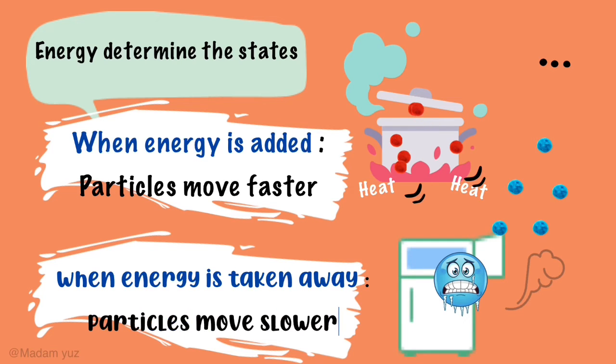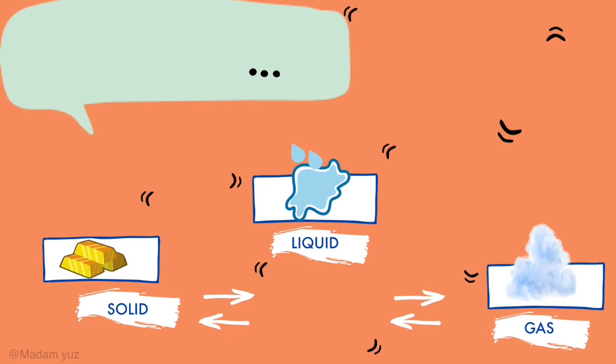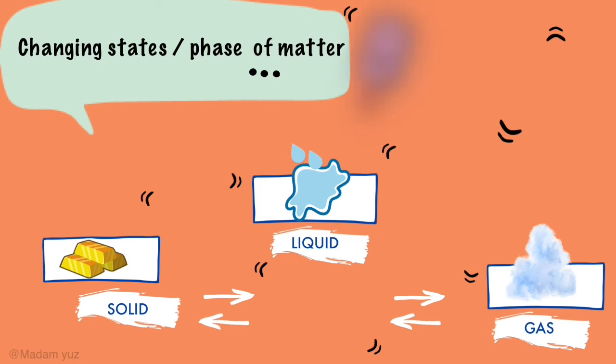In opposite of it, if we remove heat from the gas, it will condense back to liquid. And if we take away heat from the liquid, for example, put some water into the freezer, it's going to solidify into ice. So basically, we can control the state of matter for a particular substance by putting heat into it or removing heat.